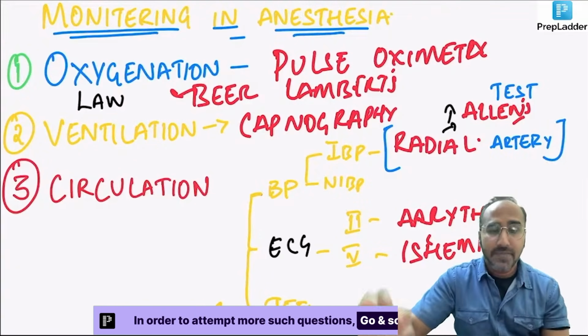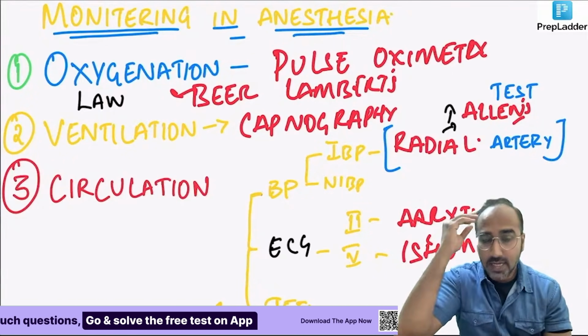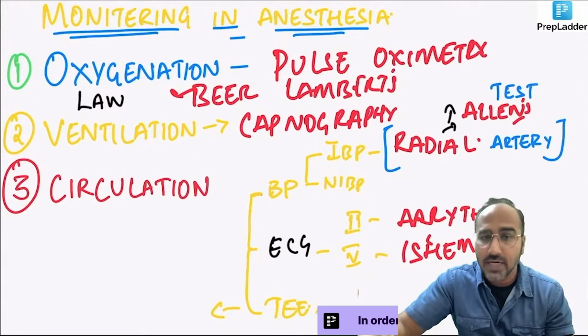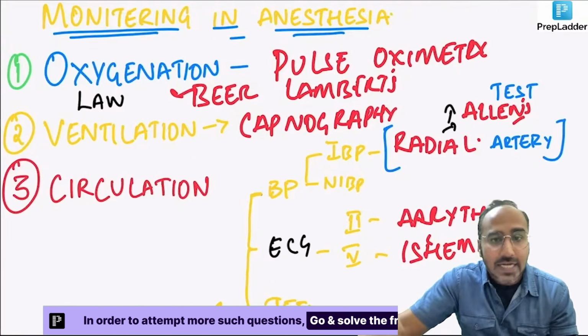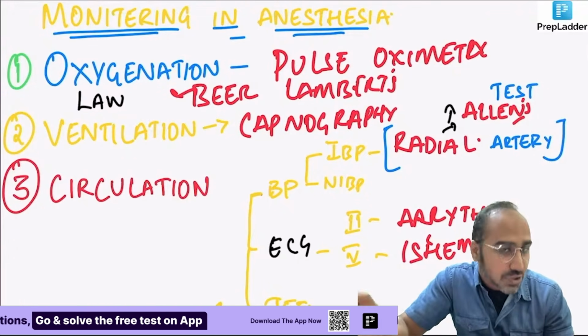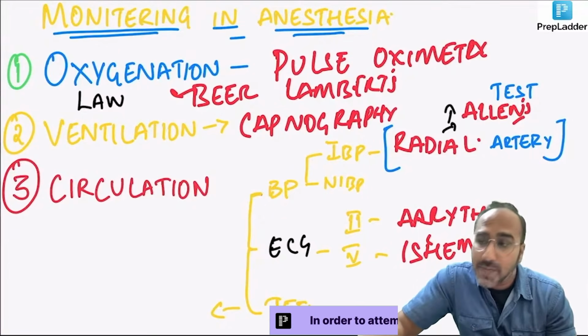Look, BIS monitoring is nothing but bispectral index monitoring. When a patient is under anesthesia, why could the patient be aware? If the inhalational agent that you are giving is not adequately reaching or not adequately acting, then the patient might be aware. How will you come to know the patient is aware or not?